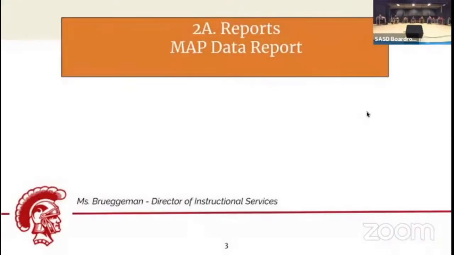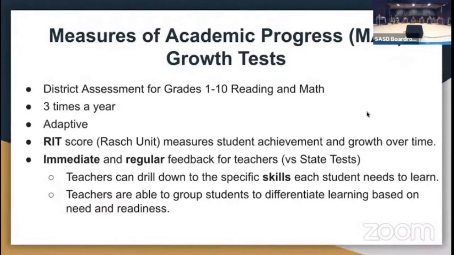Ms. Brueggeman. Thanks. So tonight I just want to give you an update on our Measures of Academic Progress, which is our MAP Growth testing that we do in our district. It's our district assessment that we give for grades 1 through 10 for both reading and math. We give the test 3 times a year, in the fall, the winter, and then again in the spring.